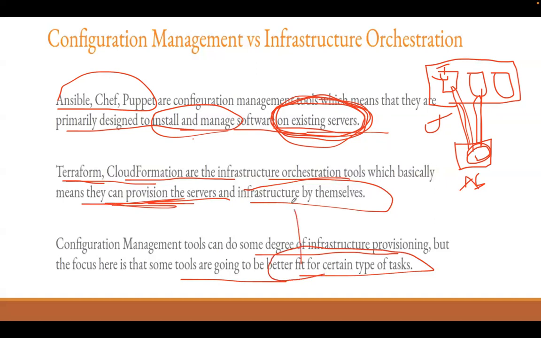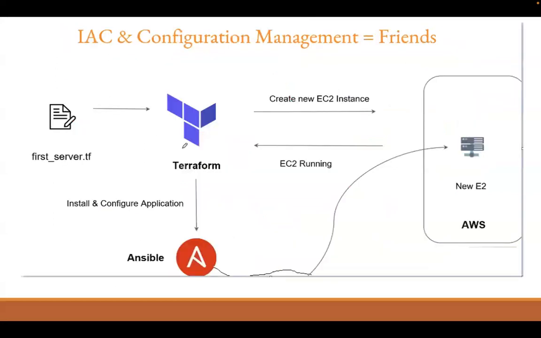For infrastructure building, we use Terraform and CloudFormation. For installing and managing the software, we use Ansible. So this is nothing but a configuration management tool, and this is nothing but an infrastructure management tool. Terraform and CloudFormation are the infrastructure orchestration tools, and Ansible, Chef, and Puppet are the configuration management tools. Now you got it right, guys?